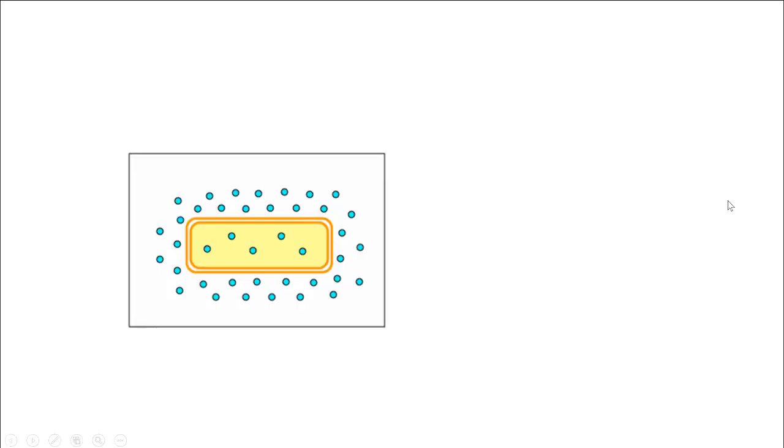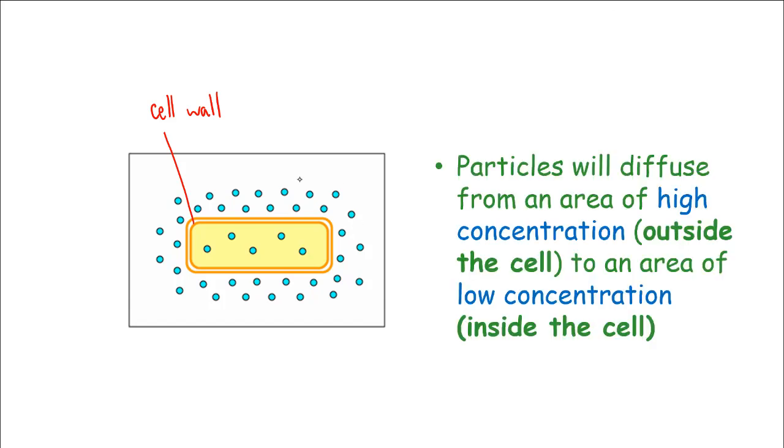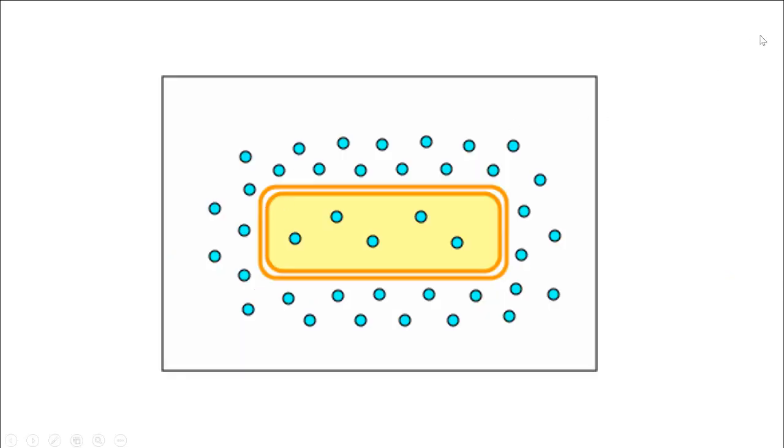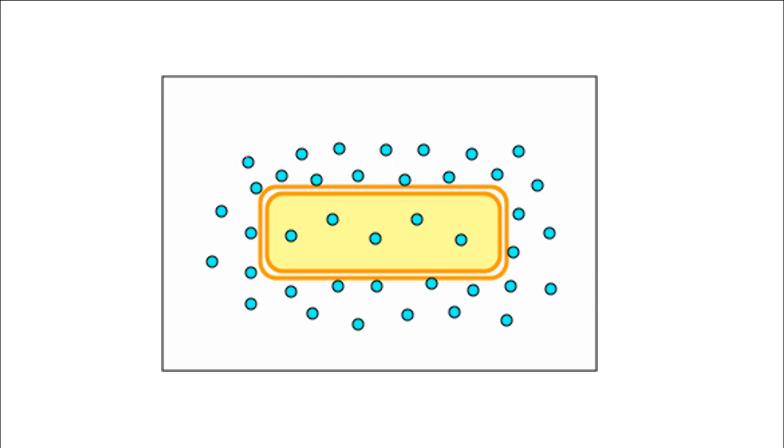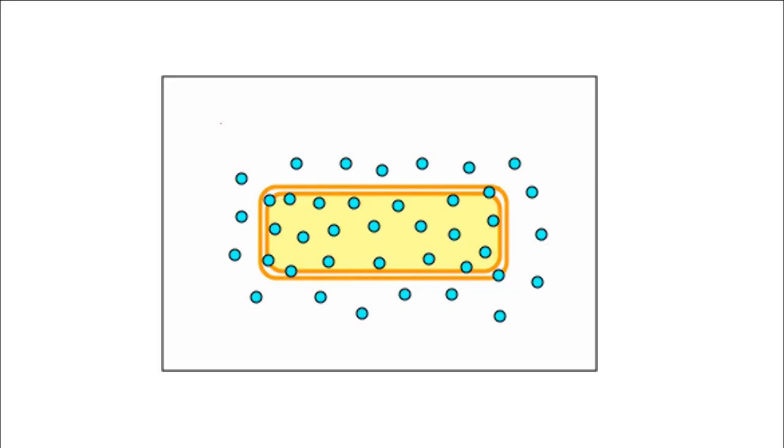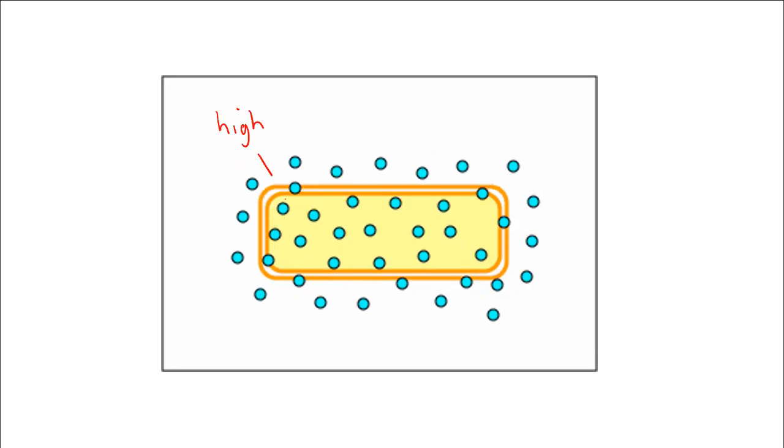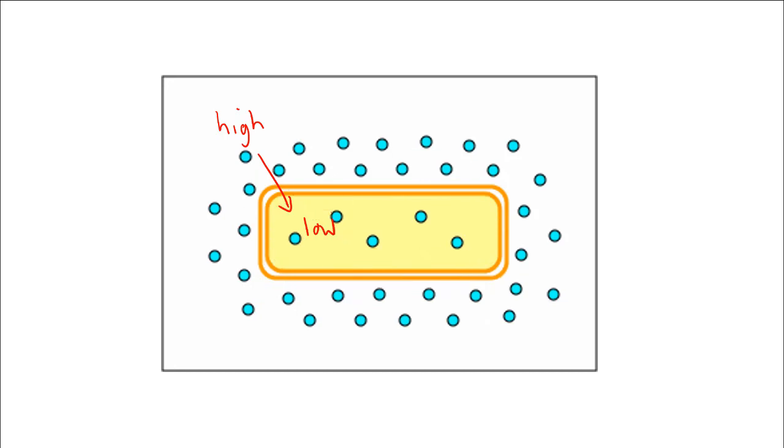So if we just look at this, here is a little plant cell, and there's this little cell wall. So what's going to happen is the particles are going to diffuse from an area of high concentration, which is outside the cell, to an area of low concentration, which is inside the cell. This is just a little animation showing that. So we've got the membrane around the outside. These little circles are oxygen molecules, and we can see them diffusing from an area of high concentration into the cell where they're in low concentration.